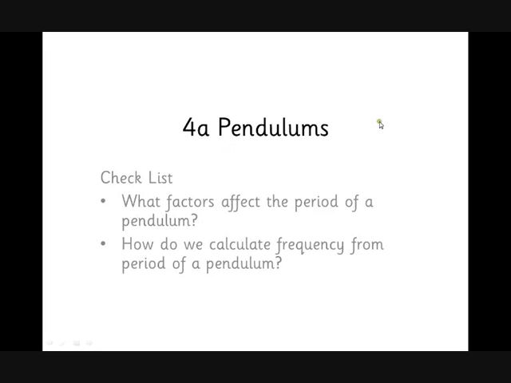This is about pendulums. Pendulums are very important in the history of science as a way of measuring time accurately before we had better ways of doing it, and also as a way of looking at oscillations. What we're going to look at is what factors affect the period of a pendulum and how we calculate the frequency of a pendulum from its period.